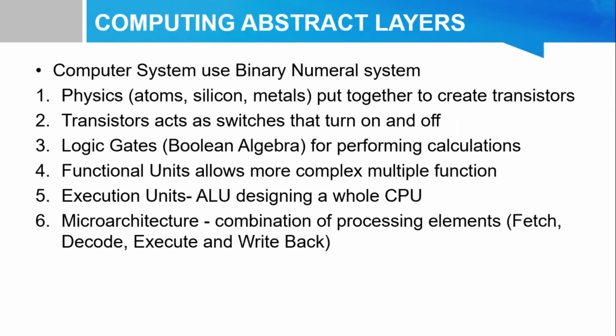Computing abstract layers. Computer systems use the binary numeral system. We have physics, atoms, silicon metals that are put together to create transistors. The transistors act as switches that turn on and off, logic gates or the Boolean algebra for performing calculations. Functional units allow more complex multiple functions. Execution units, ALU, designing a whole CPU.